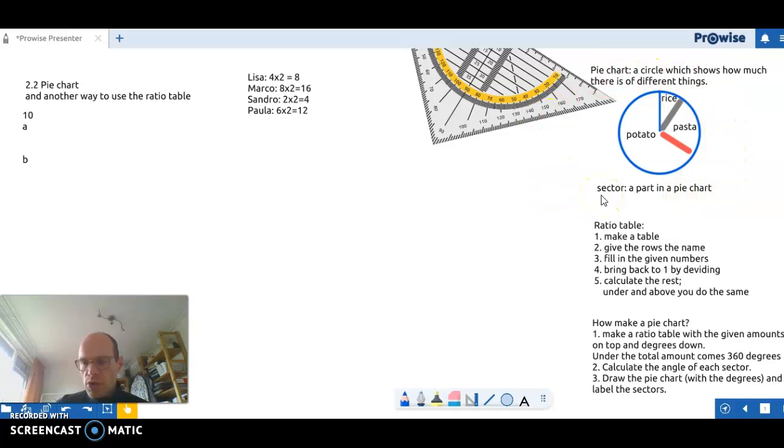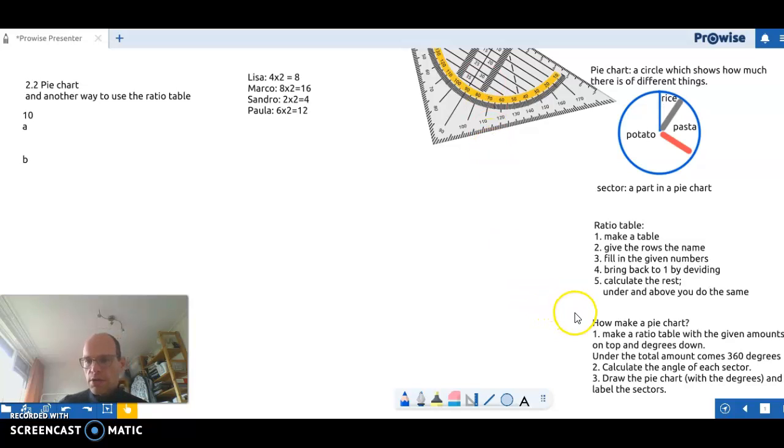And how do you make a pie chart? You make a ratio table with the given amounts on top and degrees down, and the total amount of degrees of one circle is 360 degrees. That's why under the total amount you write down 360. Then you need to calculate the angle of each sector, and you can draw it, so you need a geo. That's why I have a geo all around over here. This chapter you are going to need a geo triangle, or a geo as we call them for short.